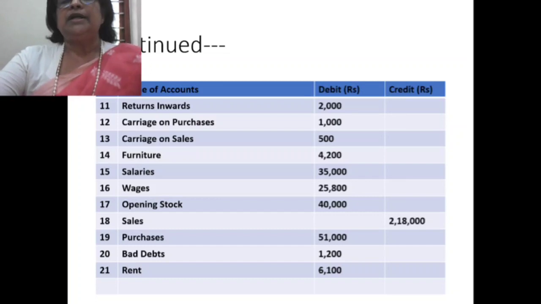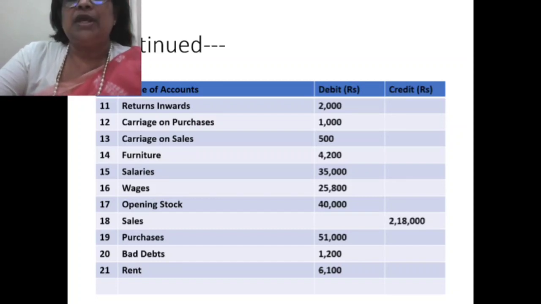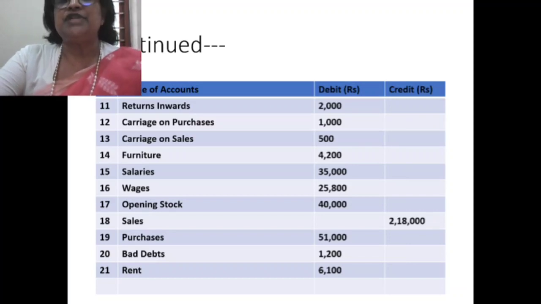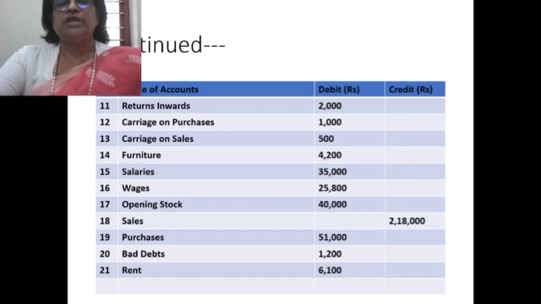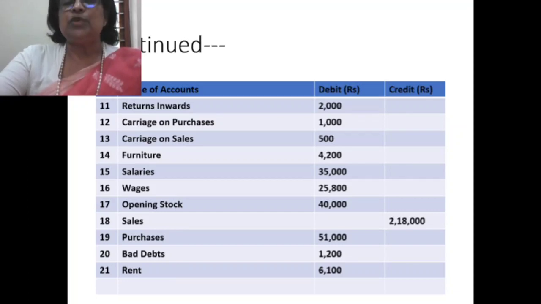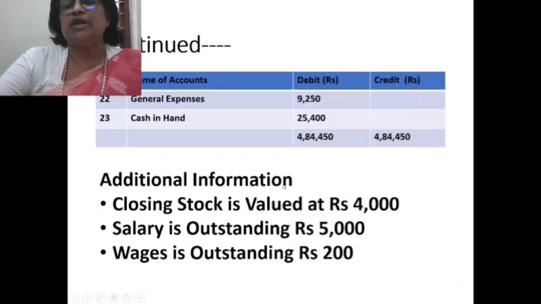Now, returns inwards 2,000, carriage on purchases 1,000, carriage on sales 500, furniture 4,200, salaries 35,000, wages 25,800, opening stock 40,000, sales credit side 2,18,000, purchases 51,000, bad debts 1,200, rent 6,100. Now, general expenses 9,250. Cash in hand 25,400.